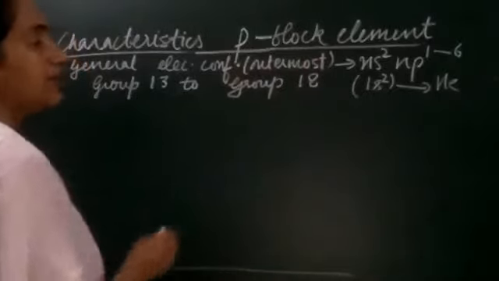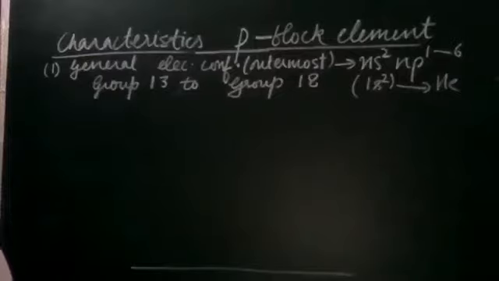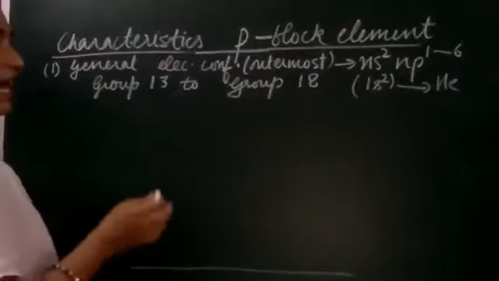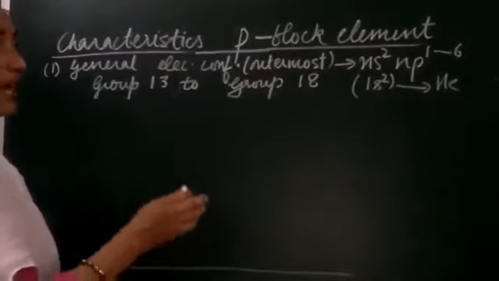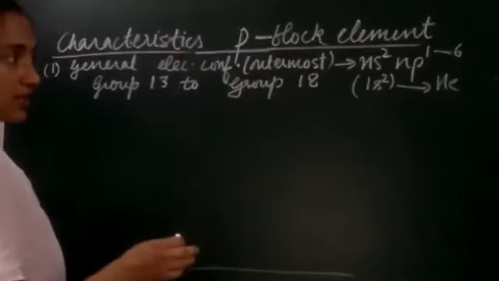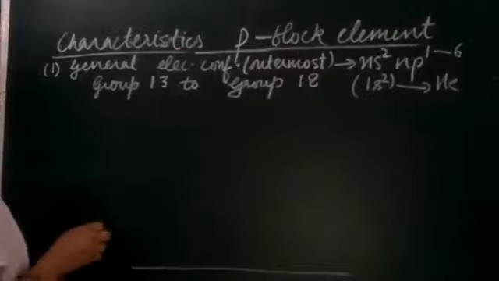So that's why helium has been included in the p block, because it is in group 18, as it has got its outermost shell configuration completed, right?